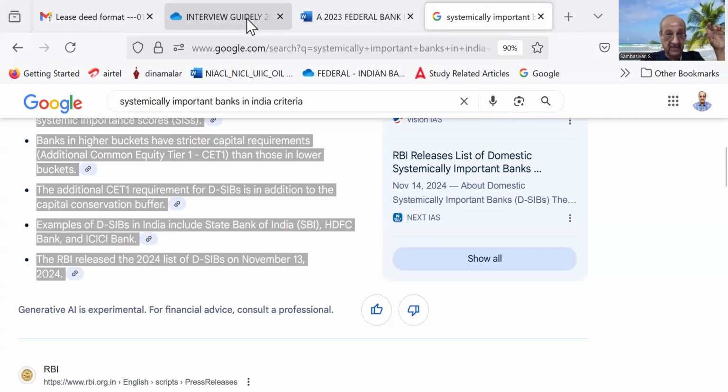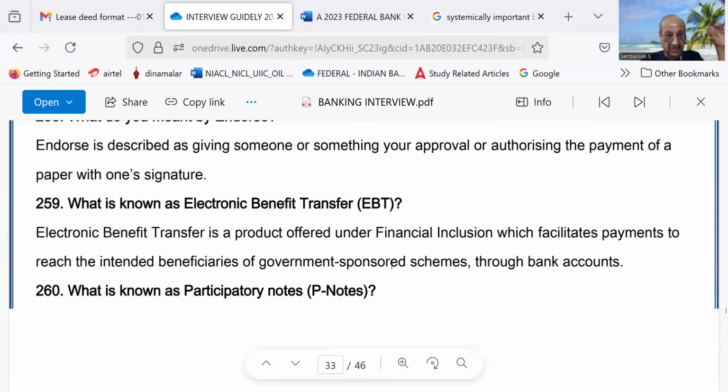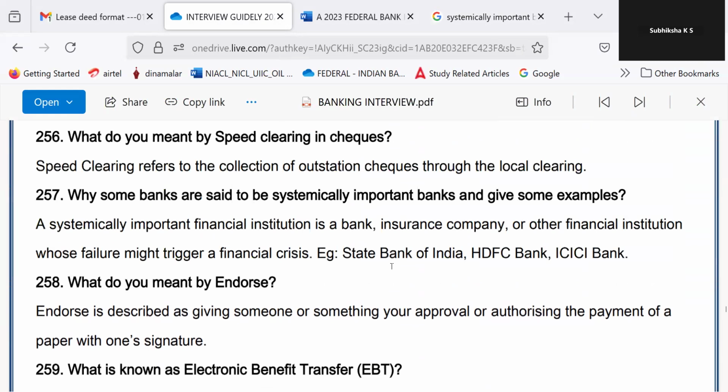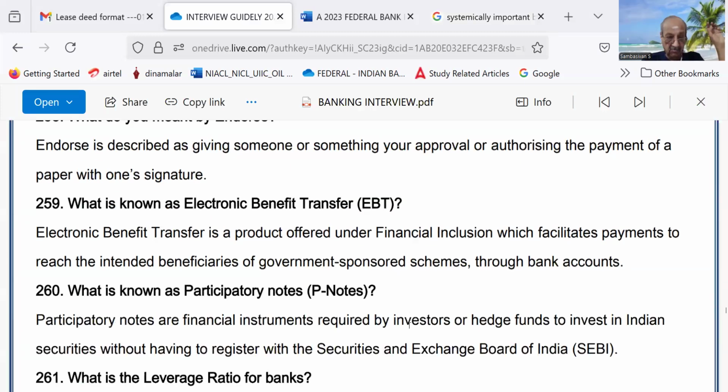Now we are going to this one. Please read question number 258, sir. 258. What do you mean by endorse? Endorse is described as giving someone or something your approval or authorizing the payment of a payment with one signature. Continue.